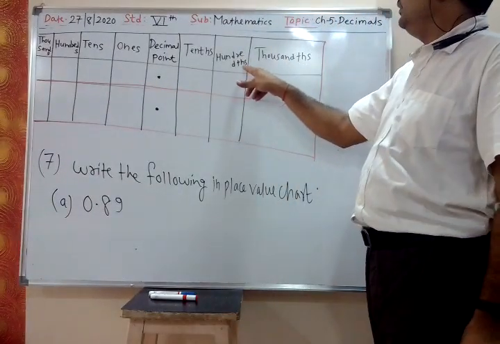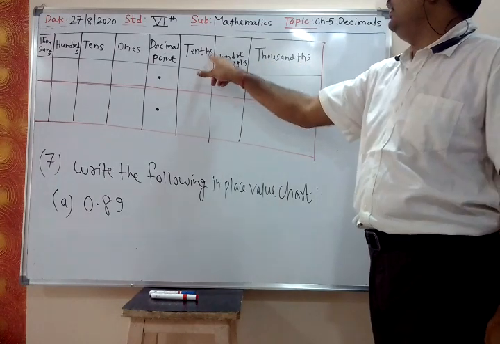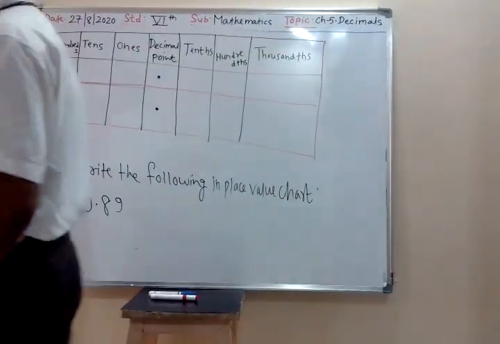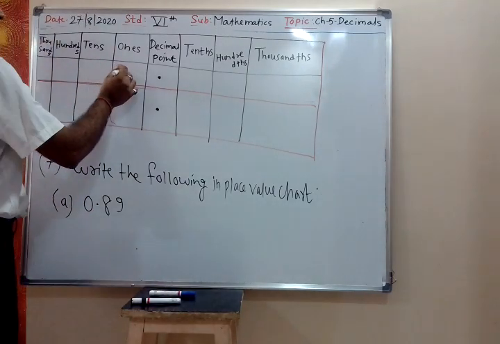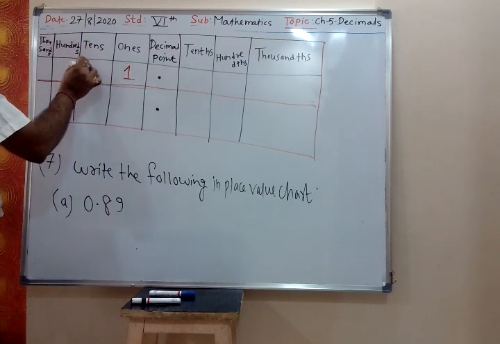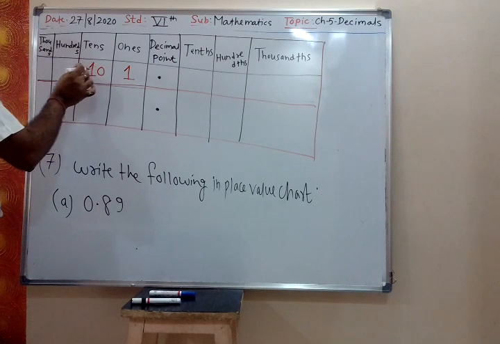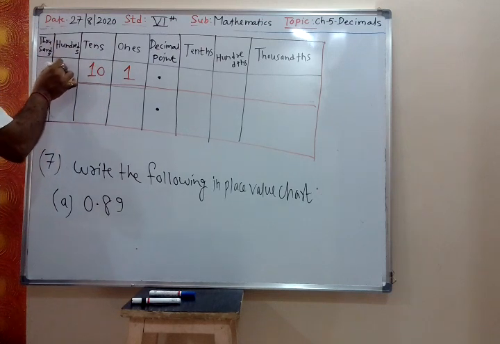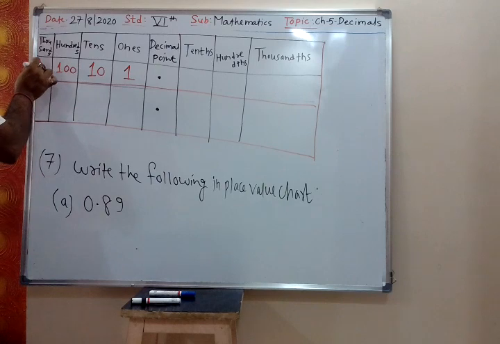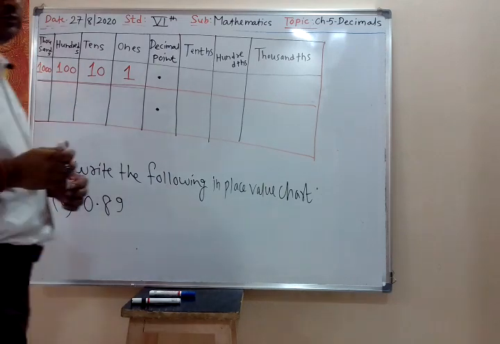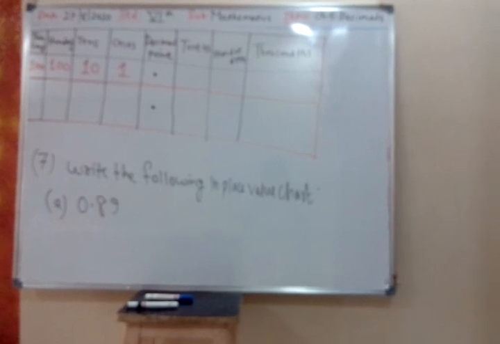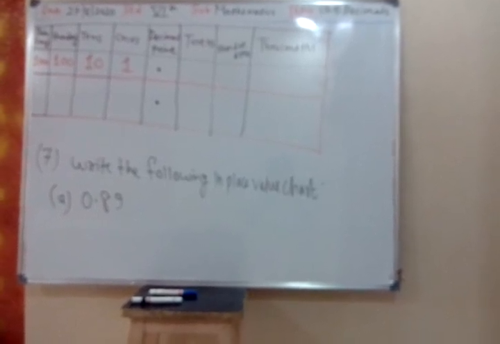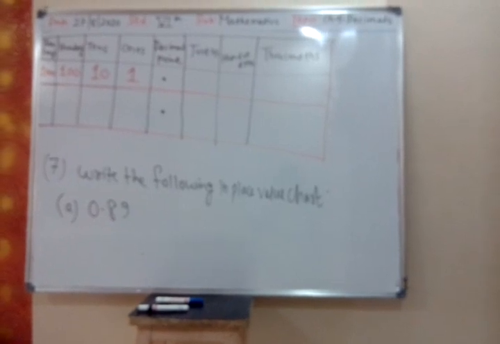We add TH-S. Now see, the position of ones is 1. Then for tens we multiply by 10. For the hundreds position we multiply by 100. For the thousands position we multiply by 1000. It is clear, right?